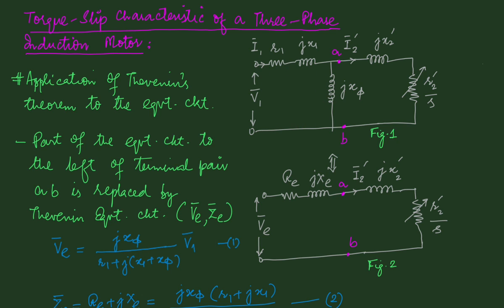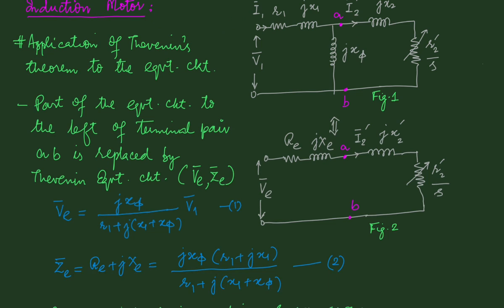So in this loop we find the voltage across jXφ with this portion of the circuit removed. So it is the open circuit voltage given by this. The Thevenin impedance will be the impedance measured between this terminal pair AB with the rotor circuit removed and with the voltage source V1 short circuited.